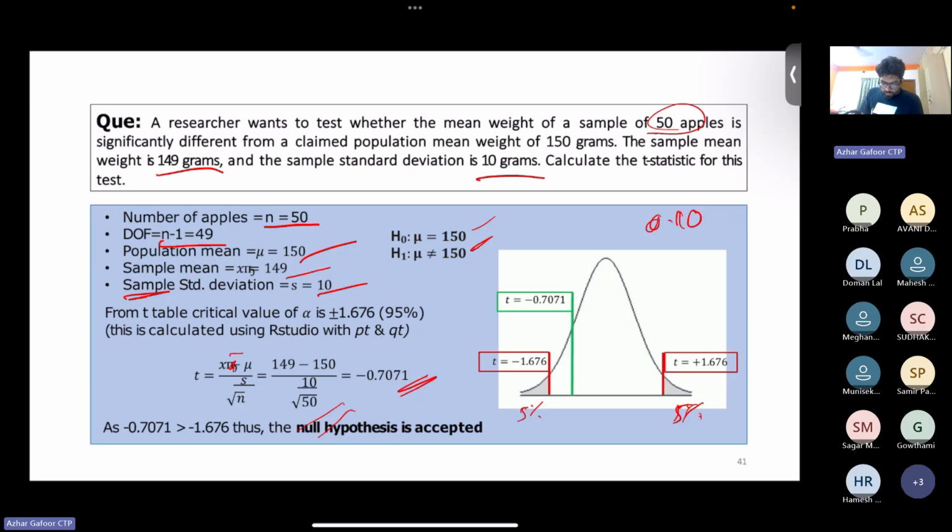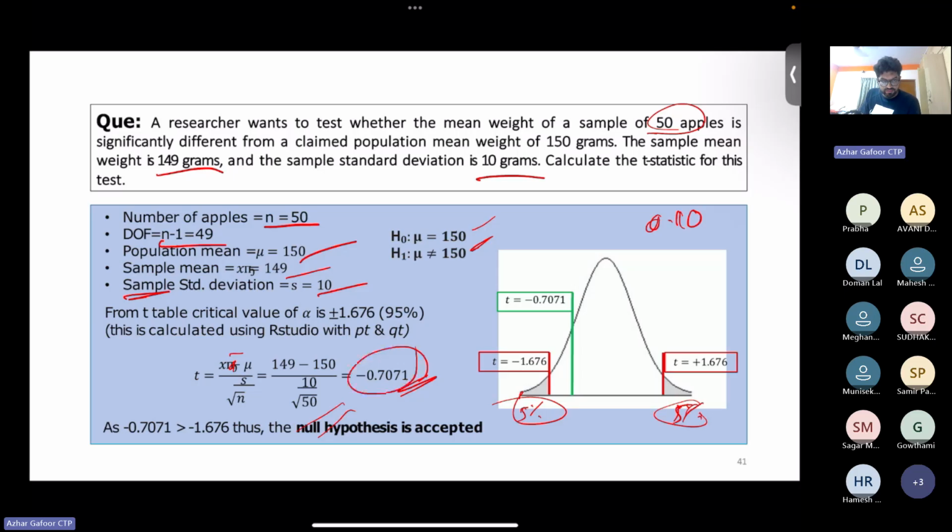Now we have... I'm not very sure about that, so I'll have to confirm these values. Okay. So anyway, it is a two-tailed test, and finally the value is 0.7071, and the critical value is plus 1.676 and minus 1.676.